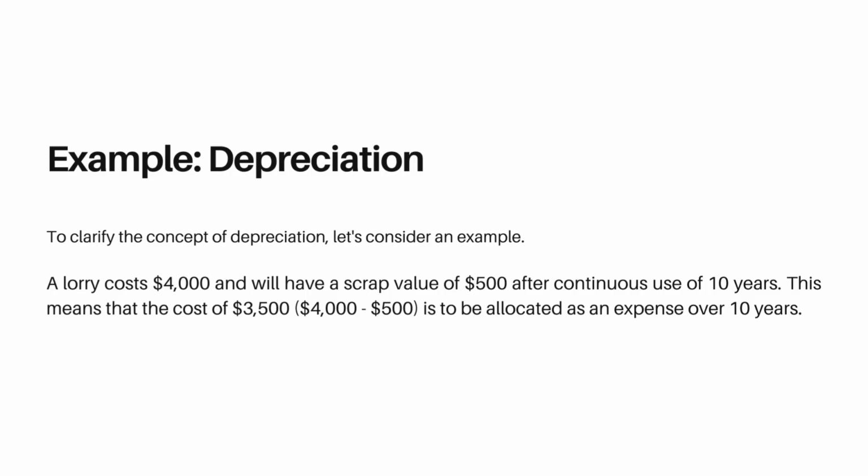Example, depreciation. To clarify the concept of depreciation, let's consider an example. A lorry costs $4,000 and will have a scrap value of $500 after continuous use of 10 years. This means that the cost of $3,500, so therefore $4,000 minus $500, is to be allocated as an expense over 10 years.